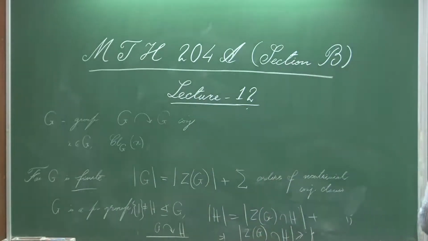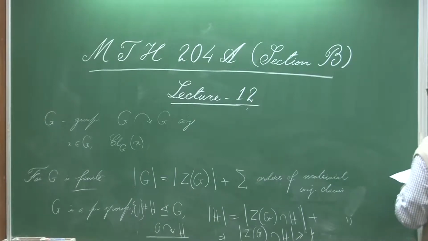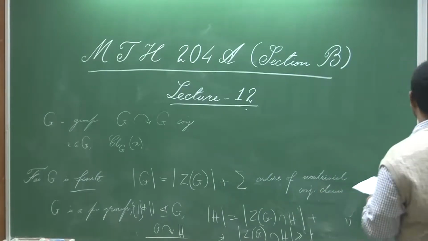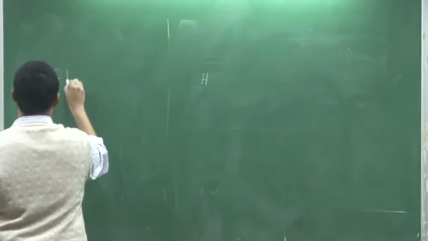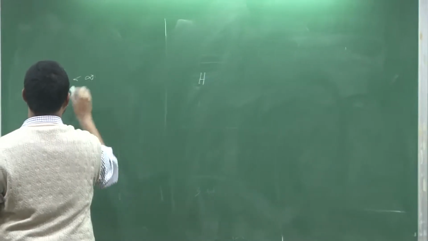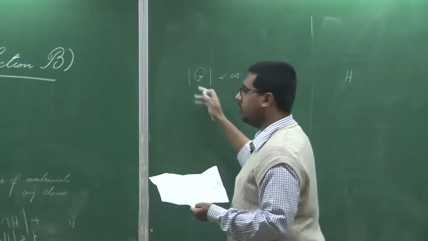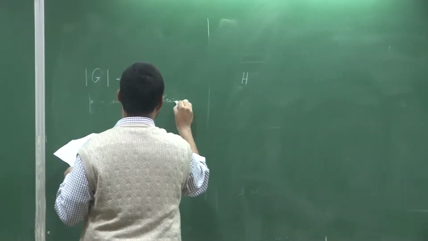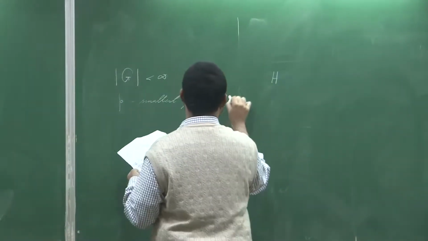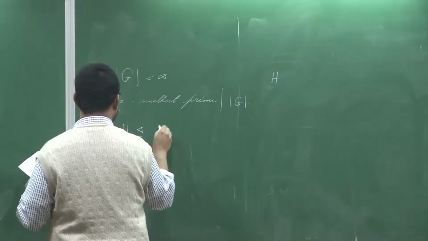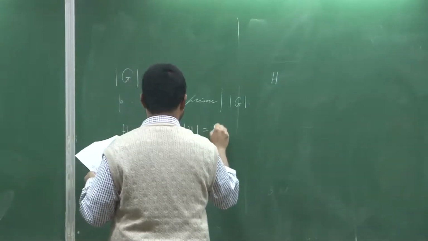So, let me rather write this. Let G be a finite group and p be the smallest prime. Here I do not require G to be a p group, p is the smallest prime dividing the order of G. And let us say H is a normal subgroup having order p.